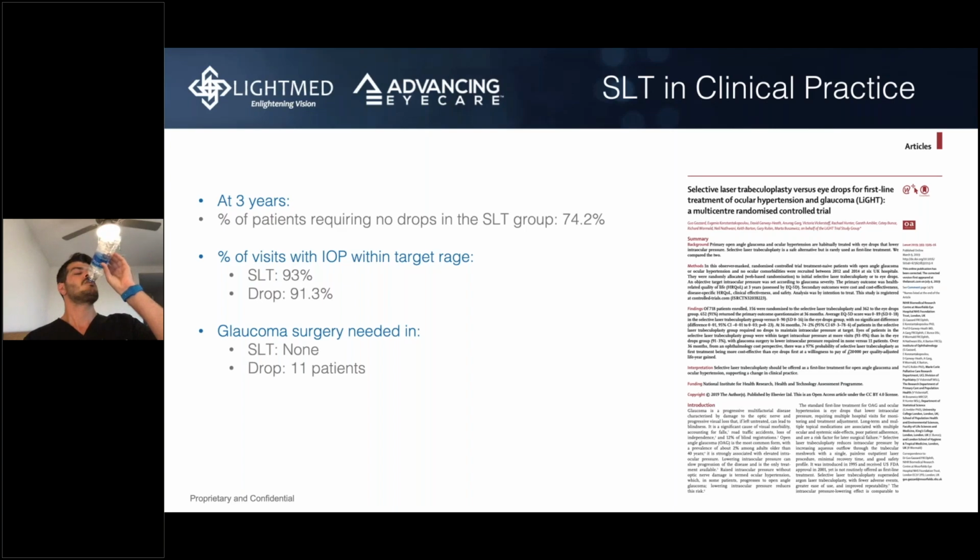Perfect, thank you. Are there any patients that SLT is contraindicated in? So let me see if I can find, we had a slide on that.